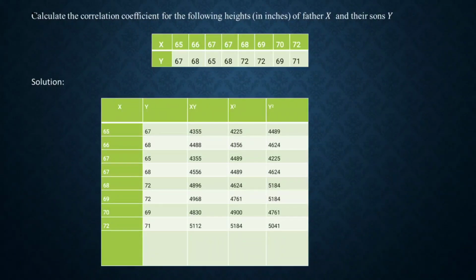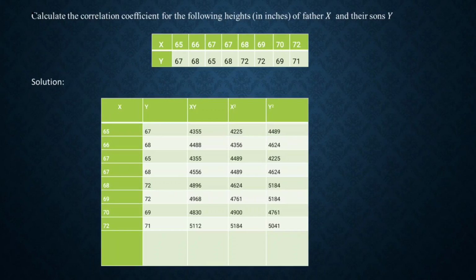Now the problem is: calculate the correlation coefficient for the following heights, given in inches, of father x and the son y. So height of the father is given as x values and height of the son is given as y values. The x values are 65, 66, 67, 67, 68, 69, 70, 72. Similarly y values are given.